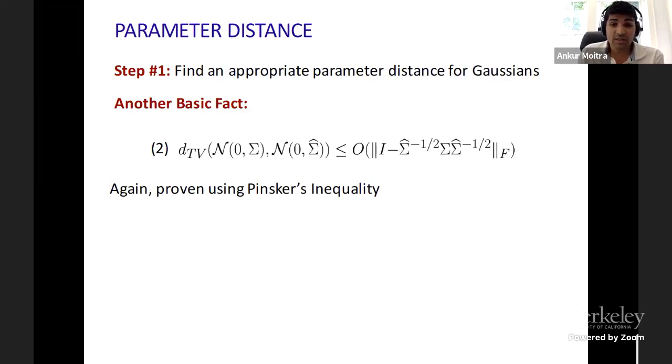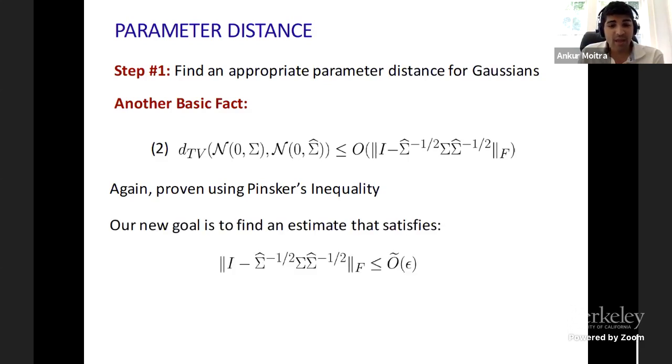Pinsker's inequality works. The KL divergence between 2 Gaussians still has a nice closed form expression. But what it gives you is this kind of funky expression right here, which relates sigma and sigma hat. And this is actually called the Mahalanobis distance. Our new goal is to find an estimate where the Mahalanobis distance is small. And actually, if you look at it, it kind of makes sense because, when the mean is 0 and you think about sigma and sigma hat, this thing looks like the ratio of the variances along different directions.